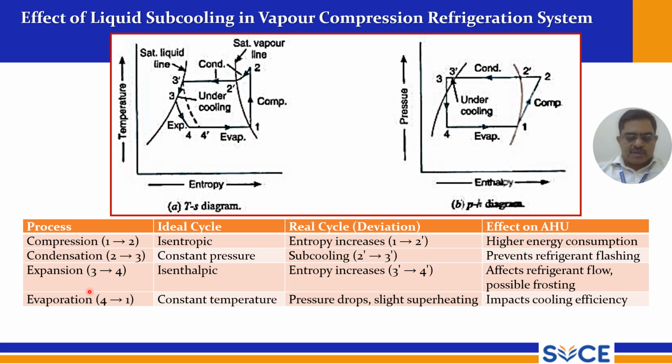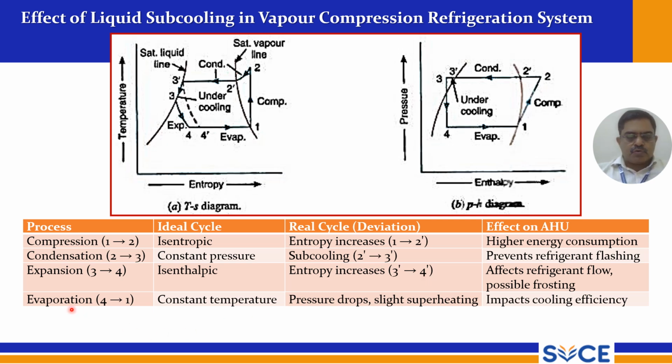And 3 to 4 is the expansion process. It should be an isenthalpic process 3 to 4. The ideal is an isenthalpic process, but in actual, from 3 dash to 4 dash, the entropy is getting increased, and it affects refrigerant flow. Possible frosting is also taking place. Frosting is a freezing process. Frosting is possible here.